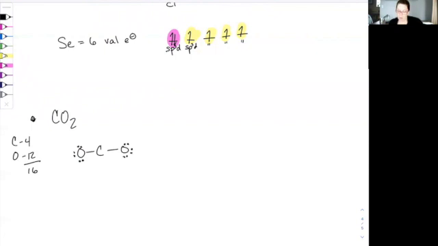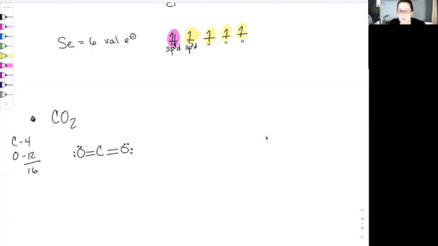All right, I have a problem. I don't have a full octet on my carbon. So I'm going to use 1 lone pair from this oxygen to the left and make a double bond. I'm going to do the same thing with the oxygen on the right. I'm going to use one of its lone pairs. And we end up with a Lewis structure like this.